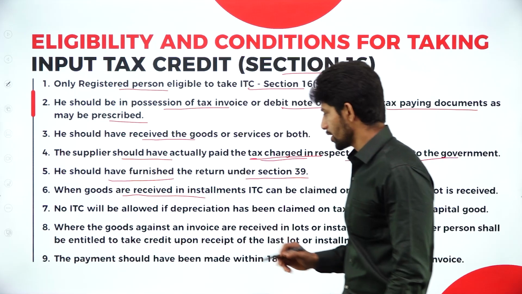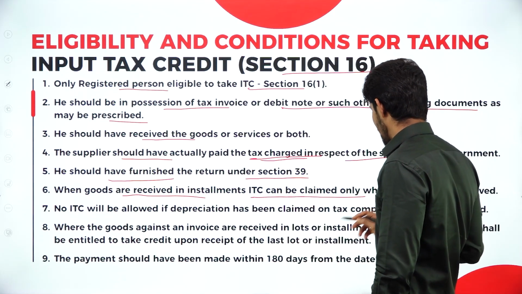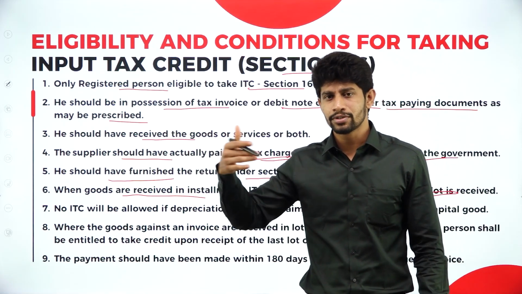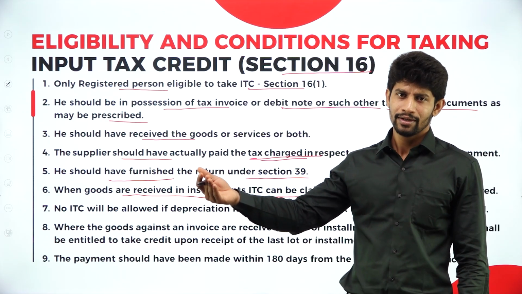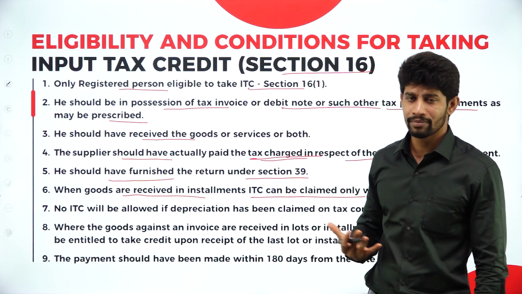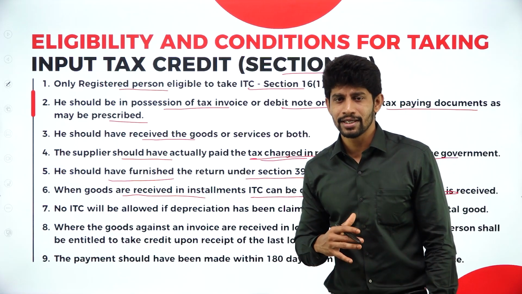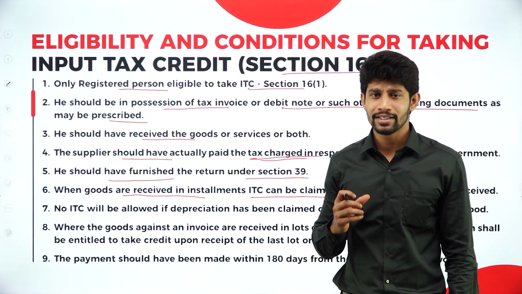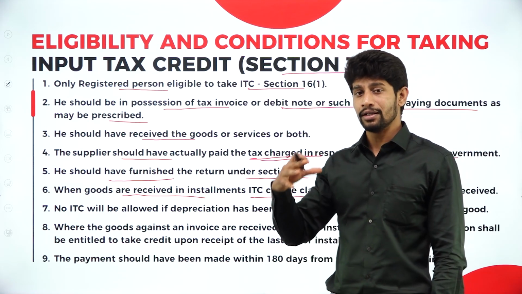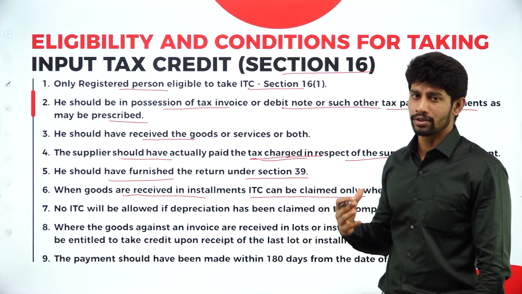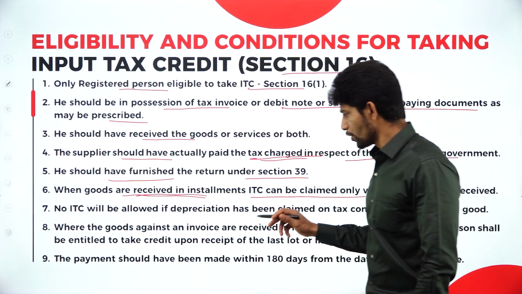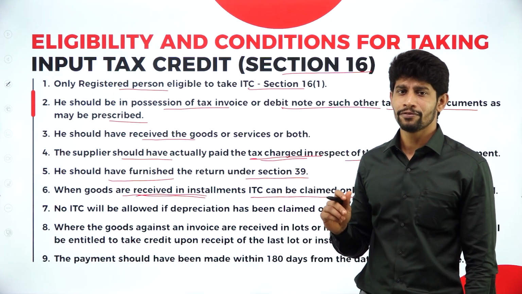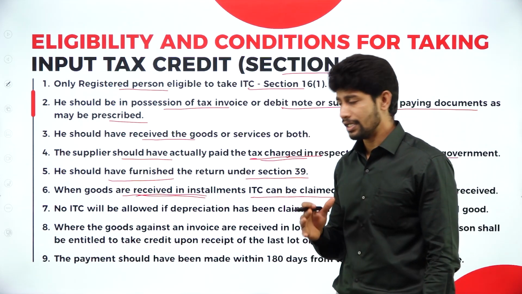Next, when goods are received in installments, ITC can be claimed only when the last lot is received. That means if you are purchasing goods from your supplier on an installment basis, you can claim the ITC only when you receive the last installment. You can claim the ITC only after receiving the last lot of the products or services. So if you purchase any goods on an installment basis, you can claim ITC only at the time of receiving the last lot of installment.